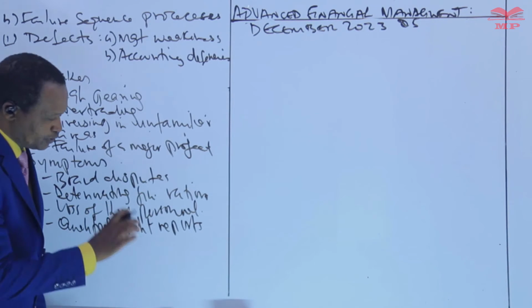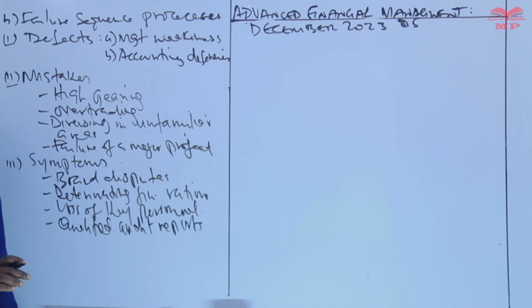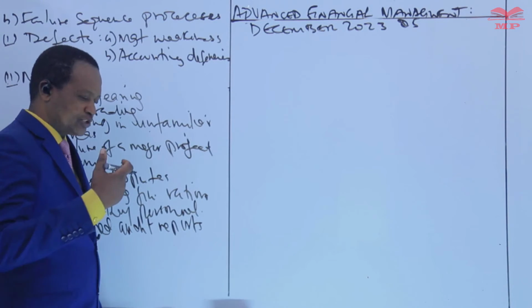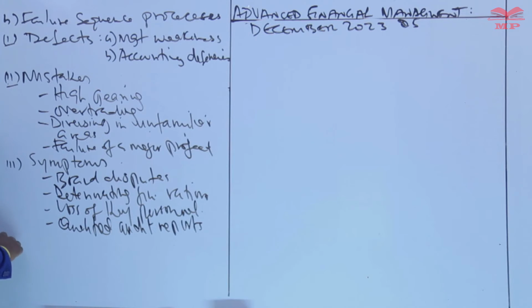Now, at this point, candidates, if these symptoms are not taken seriously, if the symptoms are not addressed effectively, the company then enters what we call a full-blown crisis. Number 4, crisis. A full-blown crisis.